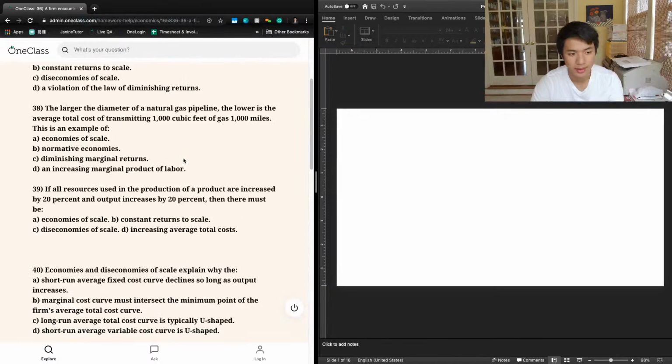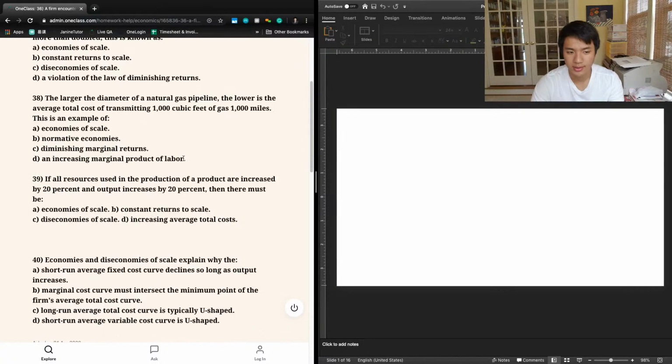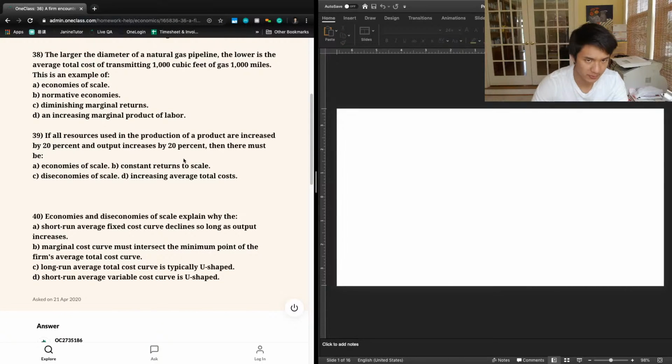Okay, let's go to 38. 38 says, the larger the diameter of a natural gas pipeline, the lower is the average total cost of transmitting 1,000 cubic feet of gas 1,000 miles. And this is an example of A, economies of scale, B, normative economies, C, diminishing marginal returns, and D, an increasing marginal product of labor.